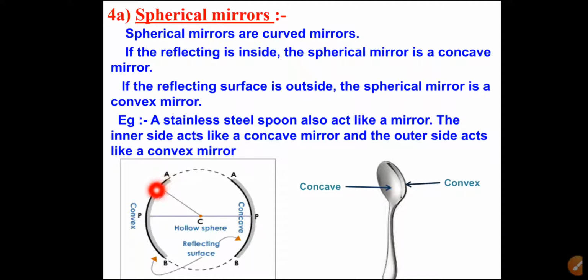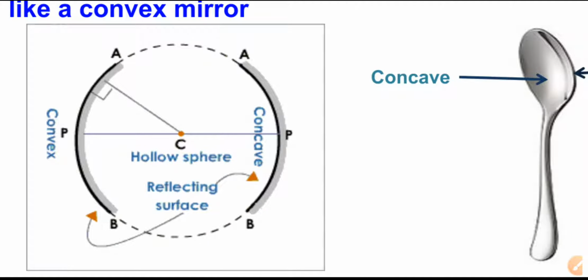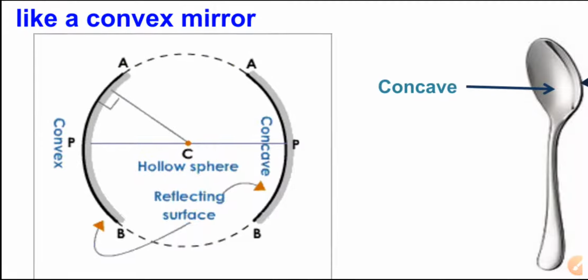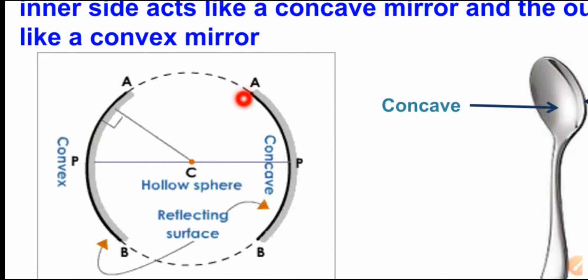So here this shape is called a spherical shape, and here also this shape is called a spherical shape. Now in this spherical shape, the black color line is the reflecting area which is outside, so it is a convex mirror. And here this dark black line is the inside surface which is reflecting, so it is called a concave mirror.